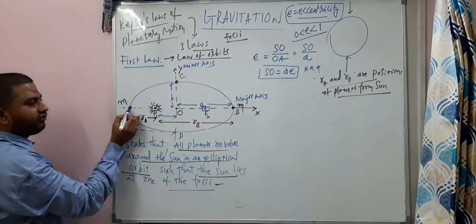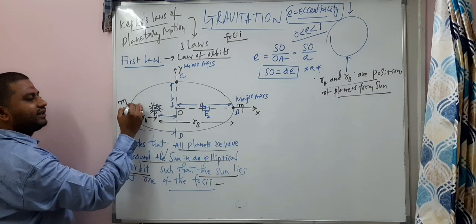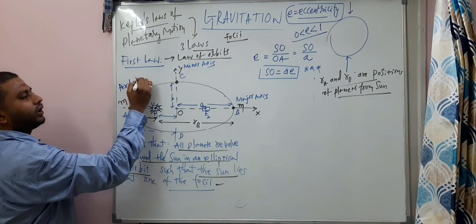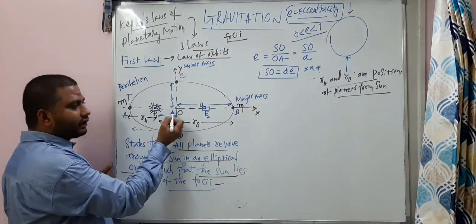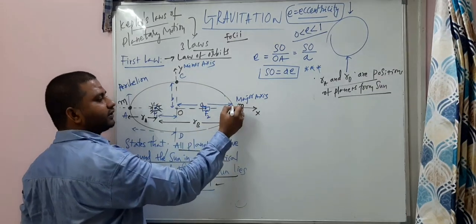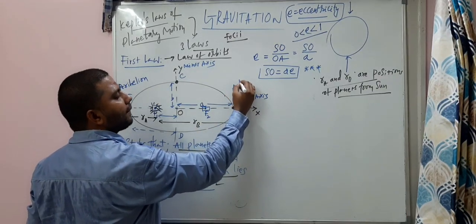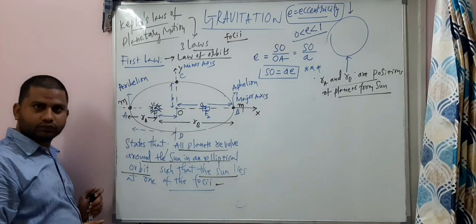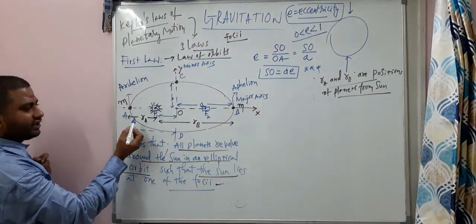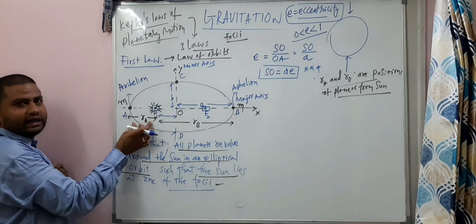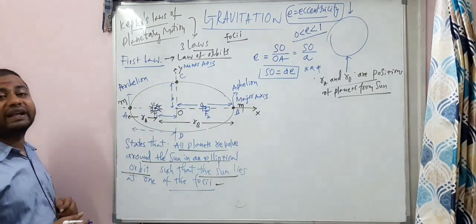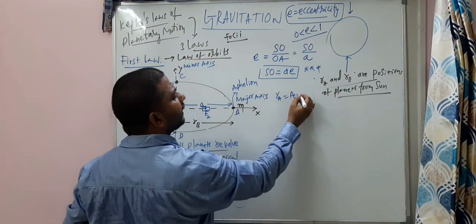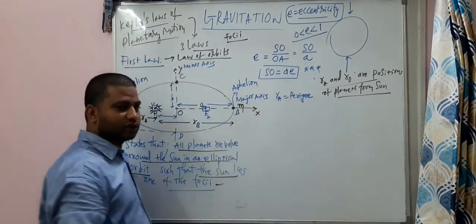This is the point when the planet is close to the sun, and this is the point called the perihelion point. When the planet is at a point which is far away from the sun, this is the point called the aphelion point. And there is a distance between these two. So what is that distance? RA, and that distance is called perigee. RA is equal to perigee, or perigee also some people will say.